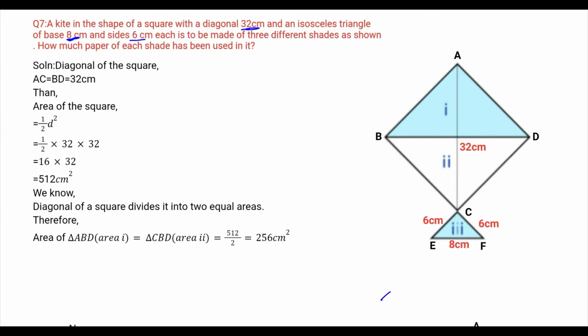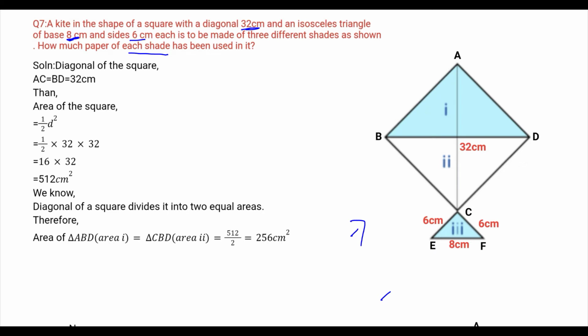So in an isosceles triangle, two sides are equal. So the other two sides are what? EC equals 6 centimeter and then CF equals 6 centimeter. How much paper of each shade has been used? When you look at this criteria, you see it is divided into three parts. This is the first part, this is the second part, and this is the third part. So they're just asking us how much paper of each shade has been used, so we simply have to find the area. How much is area 1 equal to, how much is area 2 equal to, and how much is area 3 equal to. All right, so let's start.